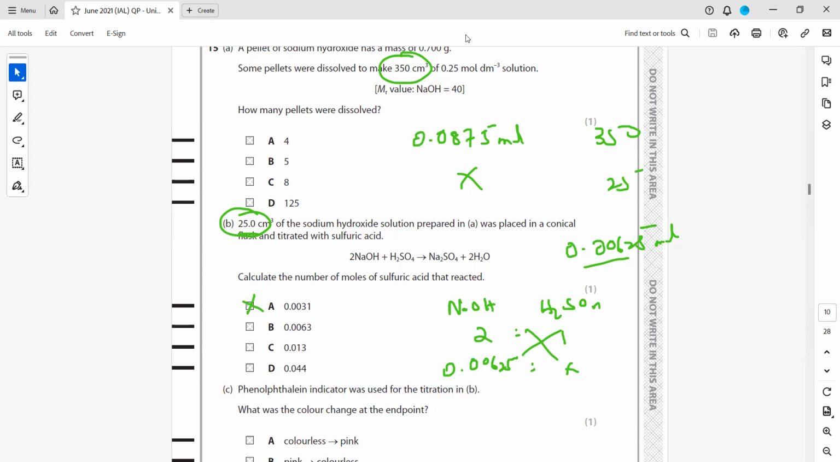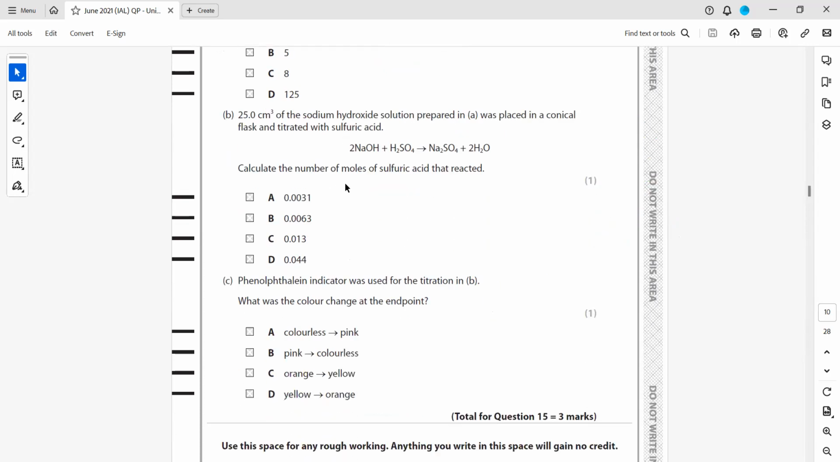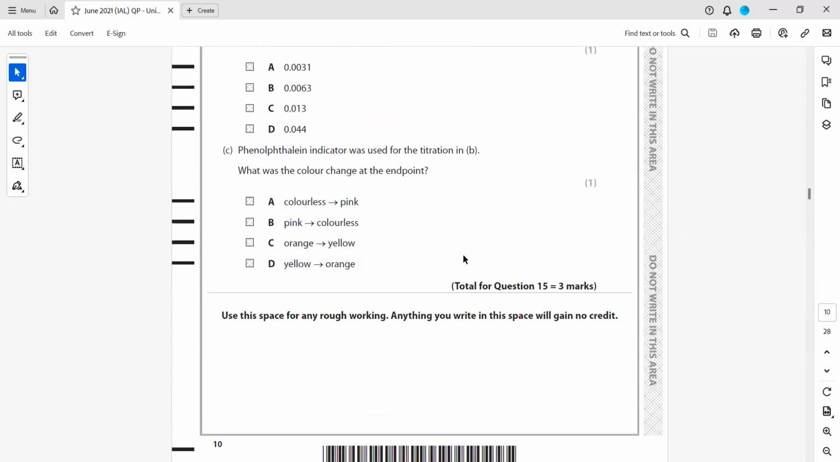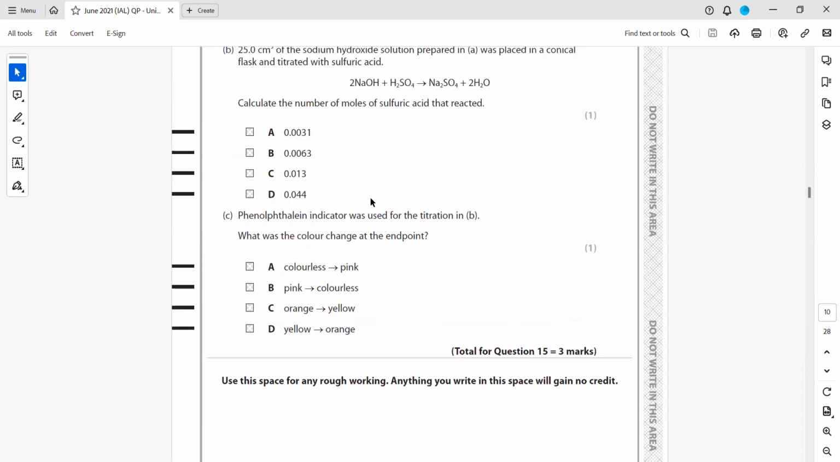When phenolphthalein is used as an indicator, it is colorless in acidic solution and pink in alkaline. Originally it was alkaline because sodium hydroxide was in the conical flask. So the base was in the conical flask, and then we add an acid. So the final color should be that of acid and the original color is that of alkaline. That's why it will change from pink to colorless.